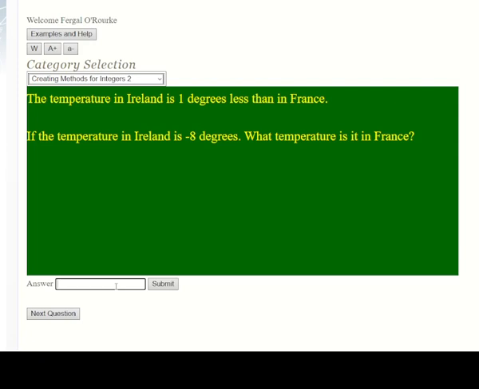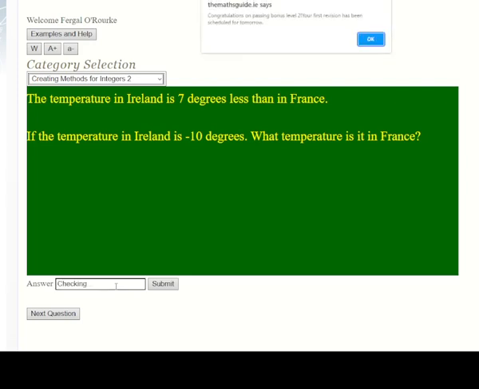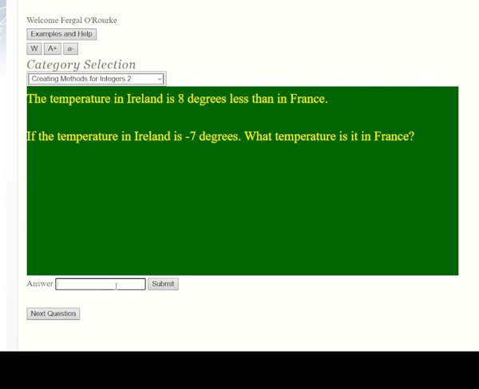So it's -8, add 1, which is -7. Again, it's less, so it's 15, add 8, which is 23. It's less than France, so it's -10 plus 7, which is -3. And that is that section complete.